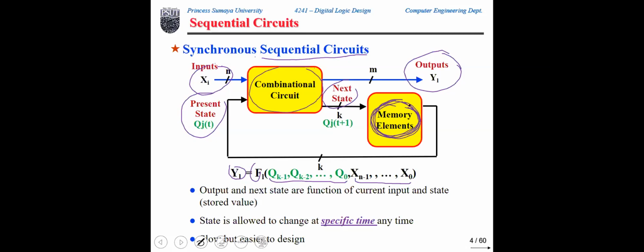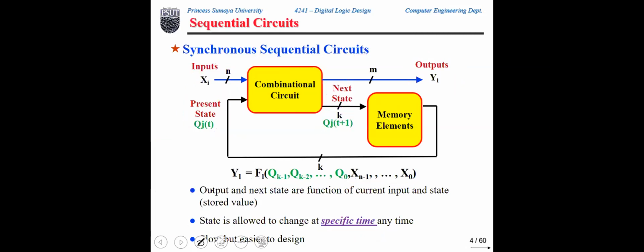The stored value is only allowed to change at a specific instant of time, at one time only. So even if the input changes and that instant of time has not arrived yet, the stored value will not change. So the next state will not be stored here until some instant of time has arrived. For example, you can design your circuit such that the stored value only changes at the top of the hour.